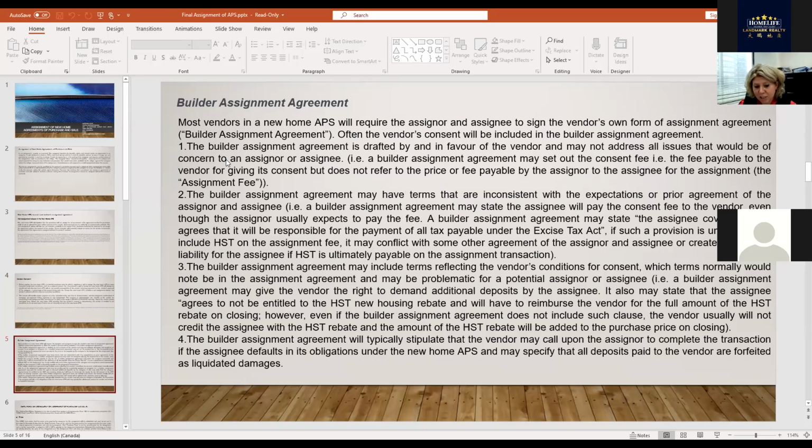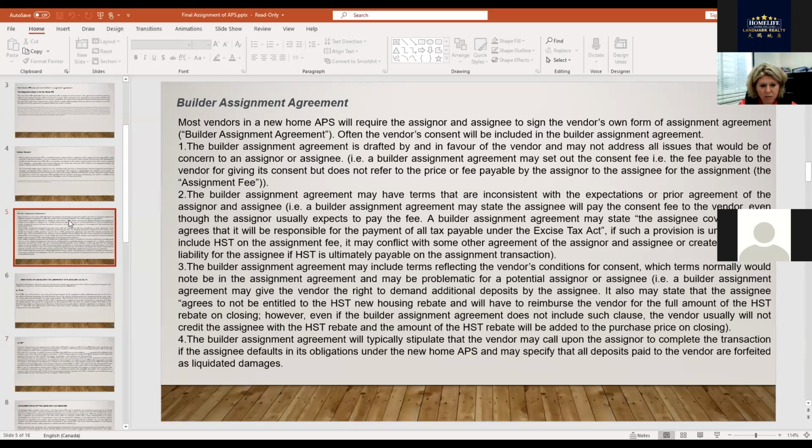So the HST rebate, as I told you, on the final purchase price will not be considered at the closing date. So if you represent the assignee, you have to inform him that he will not get the rebate at the closing date, but he can apply directly to CRA. If you represent the assignor, you have to inform the assignor that the HST on the assignment fee shall be paid by himself. You can clarify in Schedule A, but these are the rules.